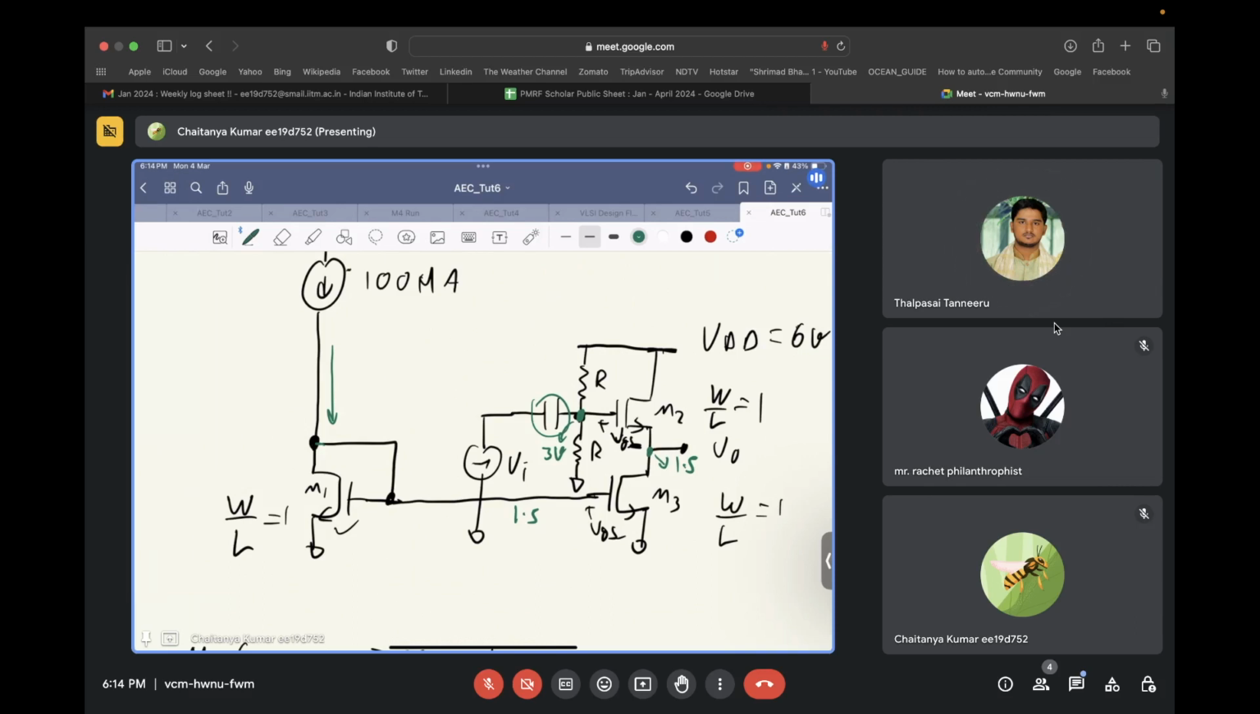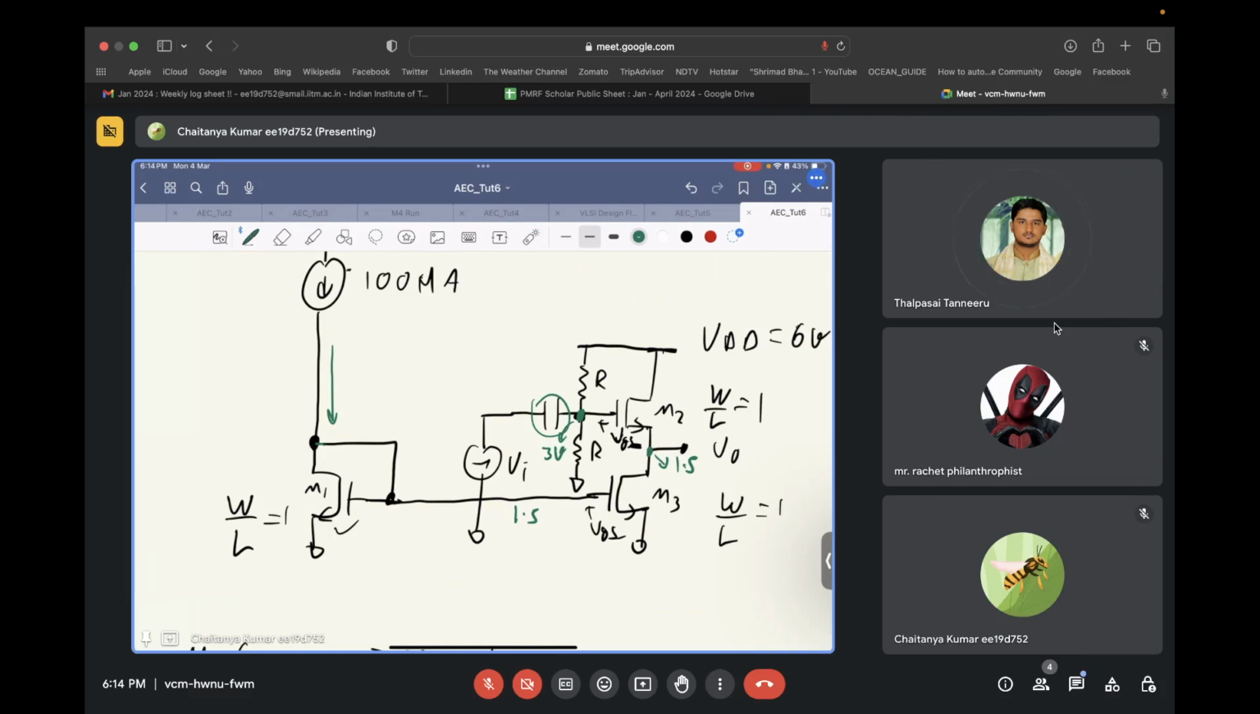What about transistor M3? When will it go out of saturation? Sir, if the drain voltage is changed, then it will go from saturation to the triode region. Okay, in what case, when the input goes up or when it goes down? So the drain will go below 1 volt.